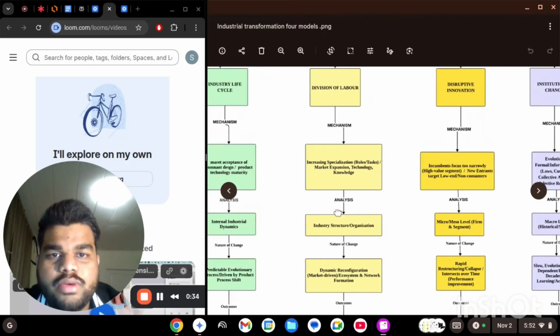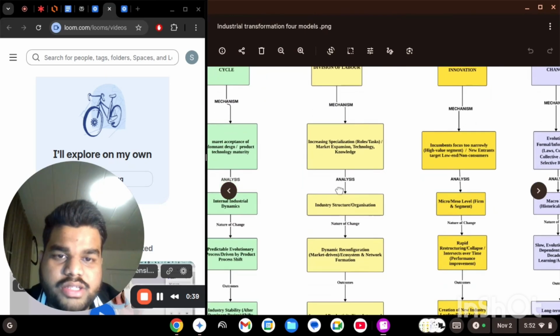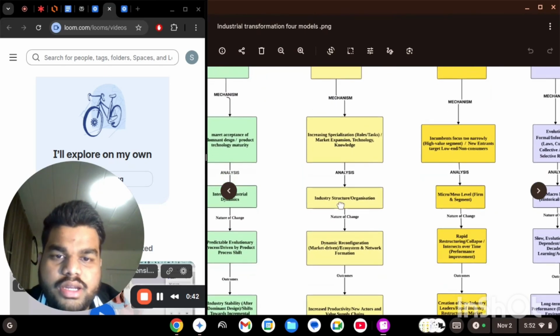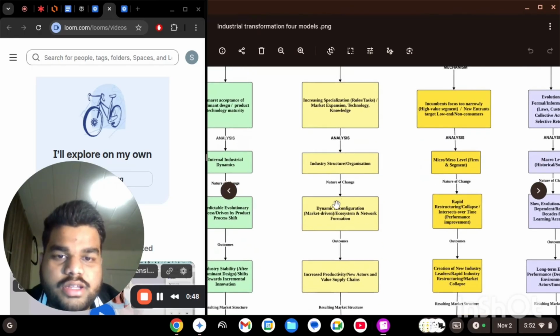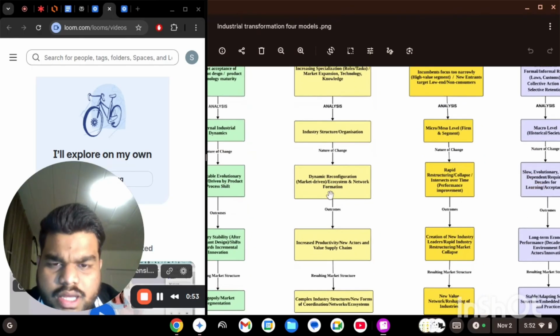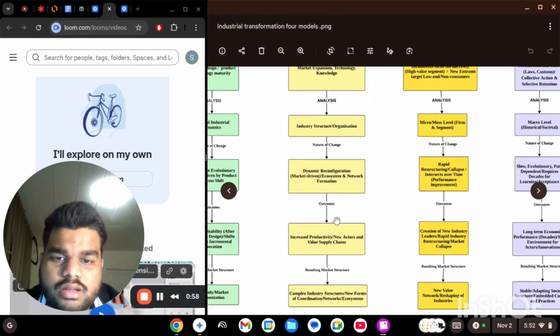The second one is division of labor, and its main mechanism is increasing specialization of roles for a specific person in an organization. In its industry, we have industry structure and organization, and we can do this analysis. In the nature of change, we have dynamic reconfiguration, ecosystem, and network formation. The main outcomes are increased productivity, new actors, and value supply chains. It results in a market structure of complex industry structure and new forms of coordination.